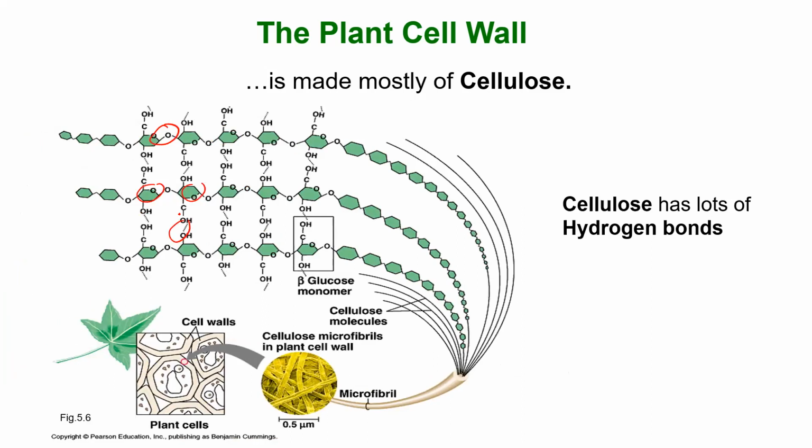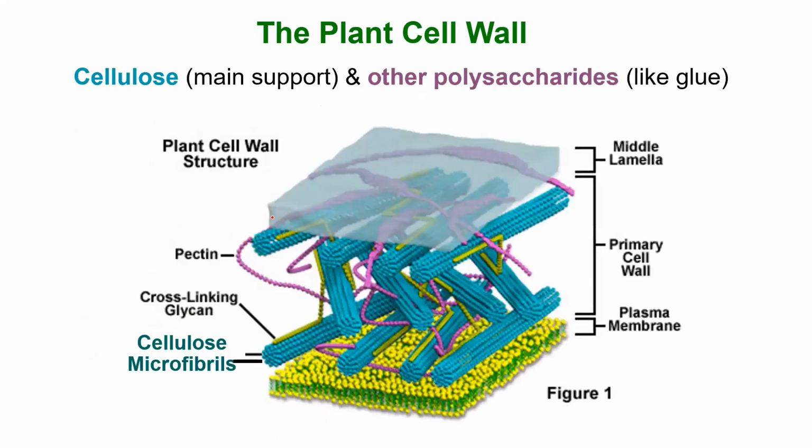Here's the image from the textbook. Maybe not quite as nice, but if you look very carefully, these lines here are dotted and representing hydrogen bonds. These bundle together, and you get cellulose molecules, and they bundle together, and they're called cellulose fibers, or sometimes microfibers or microfibrils. And these get together, and then you have the main part of the cell wall.